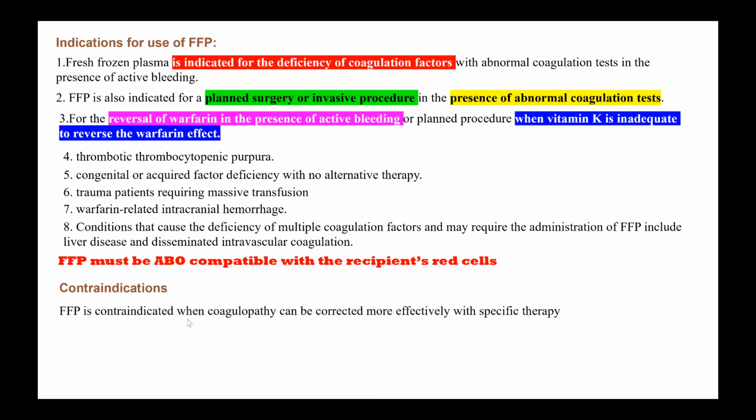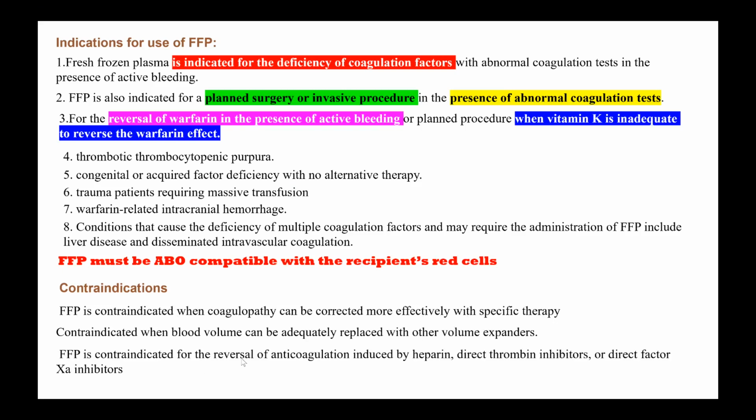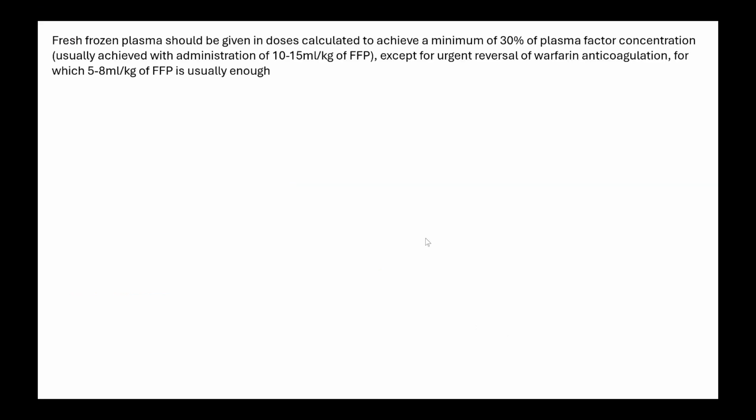Contraindications: it is contraindicated in coagulopathy that can be corrected more effectively with a specific therapy. For example, if there is a fibrinogen deficiency, you have to use fibrinogen concentrate rather than FFP as an alternate for that. And it is contraindicated when blood volume can be adequately replaced with other volume expanders, and it is contraindicated for the reversal of anticoagulation induced by heparin or direct thrombin inhibitor or direct factor 10A inhibitor. So in those conditions, you should not use it. You can rather go in for the other method.